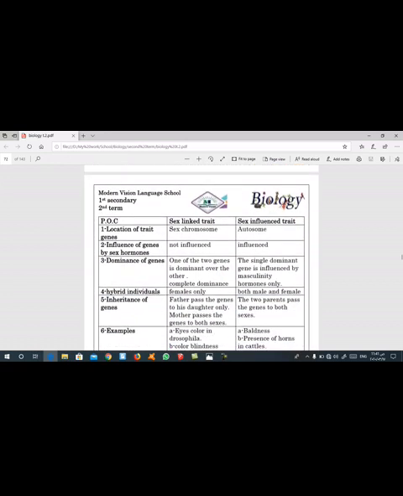Here we have a comparison between the sex linked trait and the sex influenced trait. It will guide you more.